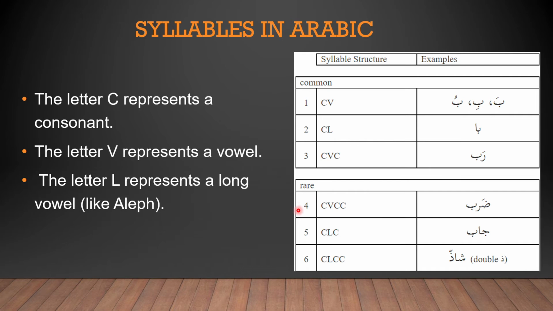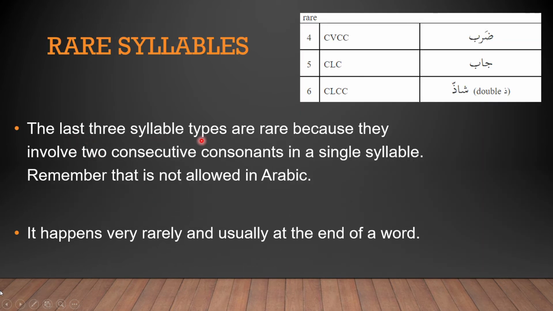So let's see how each of them play out. The last 3 syllables are rare because they involve 2 consecutive consonants. So let's dig deeper. Consecutive means that they are consonants that come one after the other. So they are the alphabets that come together.